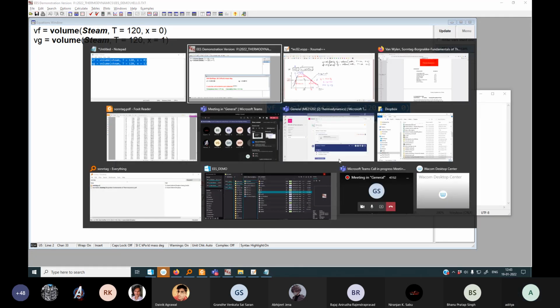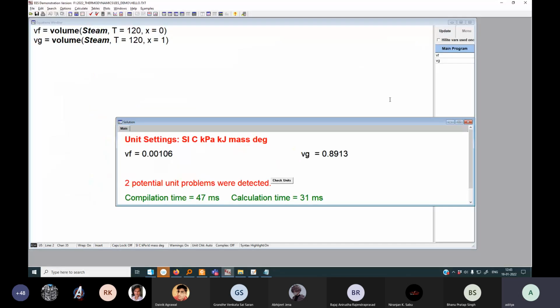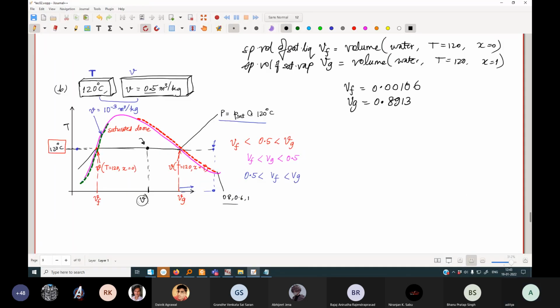Very good. So Vf is 0.00106, and Vg is 0.8913. Meaning that this point is 0.00106 and this point is 0.8913. And obviously 0.5 is somewhere over here. This is 0.5. So the state obviously lies in between. Okay. So we've done it.